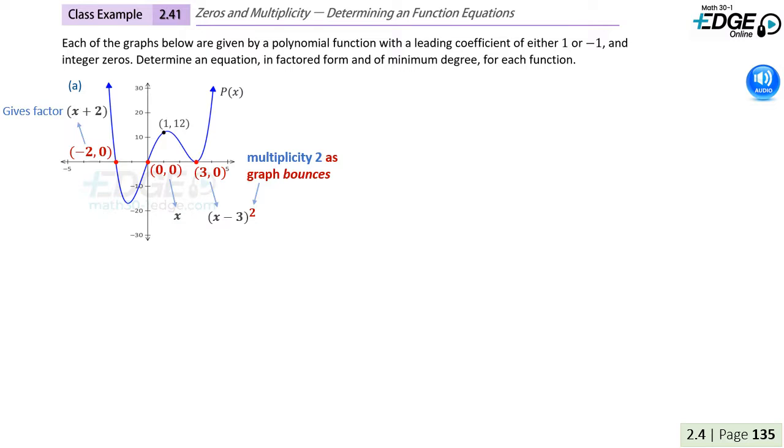Because our graph passes through at -2 and 0, we know that their multiplicity is only 1. However, because it bounces at +3, we know the multiplicity is even. And because we're working with a minimum degree, we'll say that it is 2. This means our polynomial function can be written as x times x plus 2 times x minus 3 squared. The lead coefficient will be positive. This is because the right arm ends up in quadrant 1.